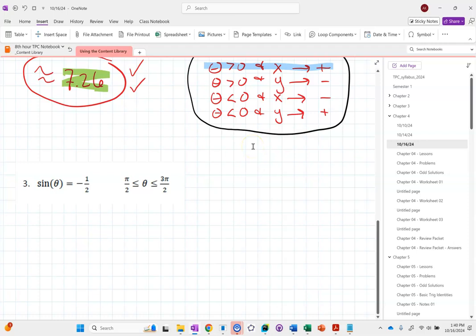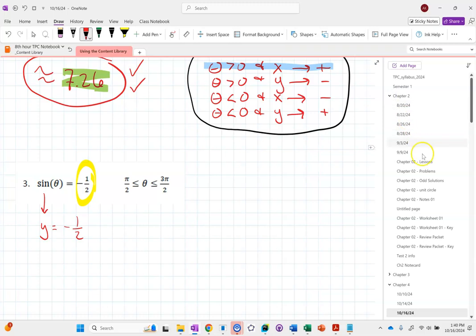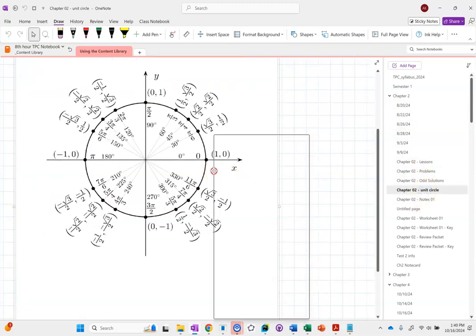All right. So if I look at this one, what is my cue to know that this is going to be a unit circle problem as opposed to a calculator problem? That's a unit circle coordinate, right? So I know that on the unit circle, sine is y. So I'm going to go to my unit circle and look for where the y coordinate is negative 1/2.